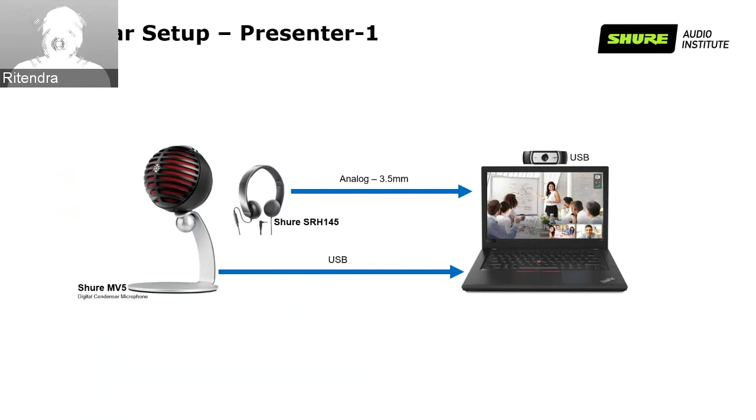It is very important to have clear communication, so the microphone plays a very important role. Having MV5 makes more sense because the audio is much clearer compared to what you can have with your laptop microphone or any other type of microphone.